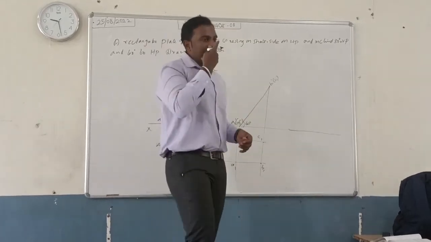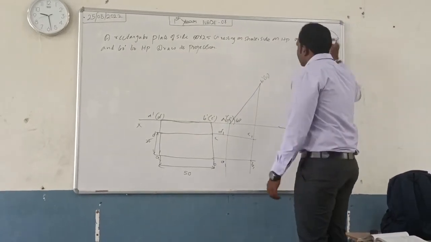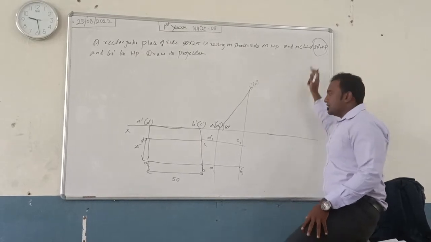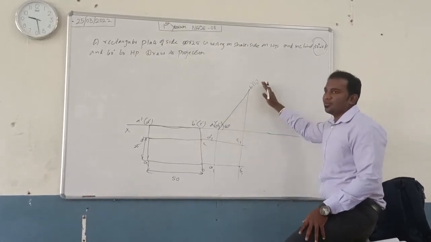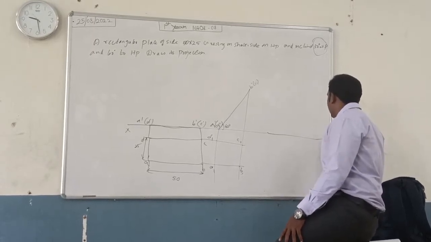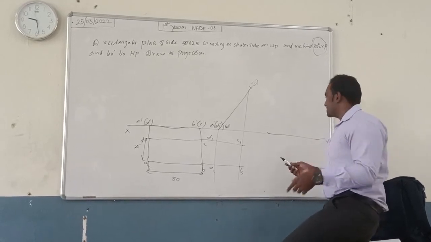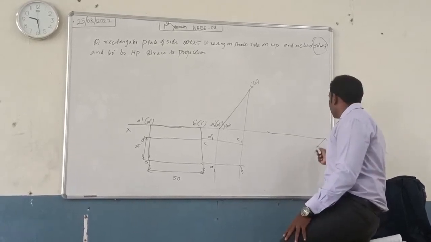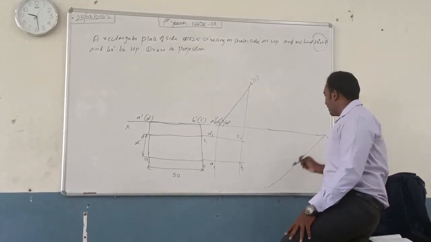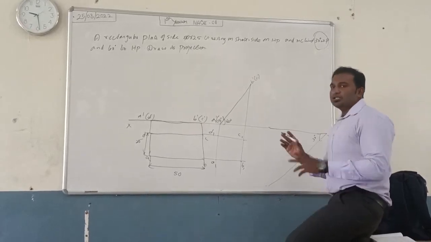Now again, they have given the inclination angle as 30 degrees to the VP. HP means above the XY line, VP means below the XY line. So listen carefully, keep a point here. Everyone listen here. If you don't listen, you cannot understand. Draw the line like this. So what will this angle be? 30 degrees.